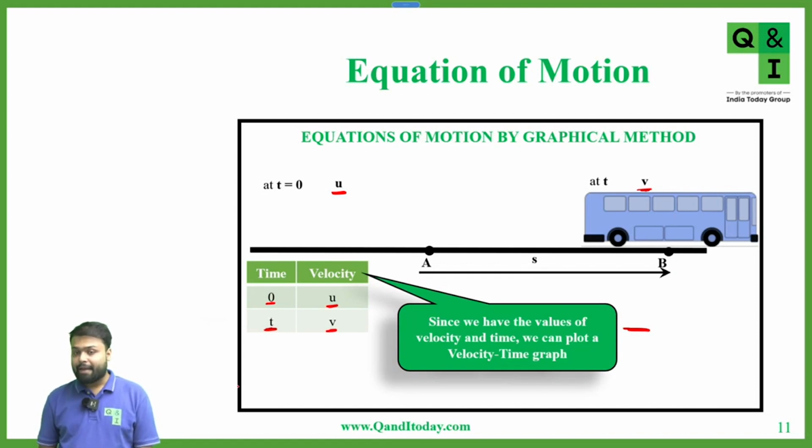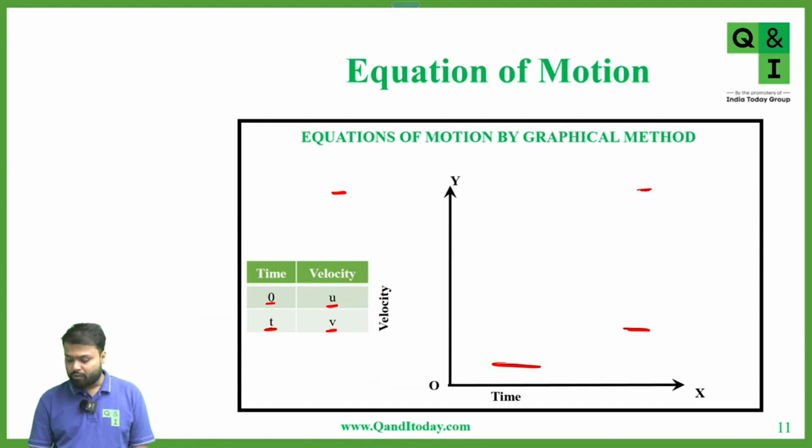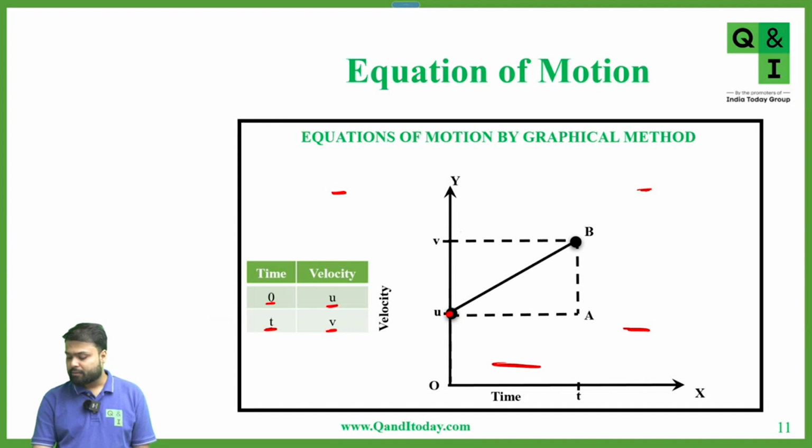And we already discussed the velocity time graph. Yes or no? We plot the values. So if we plot the values on the velocity time graph, initially at t equals 0, velocity is u, and after time t, the velocity is v. Yes or no? So this graph we will get, from A to B.